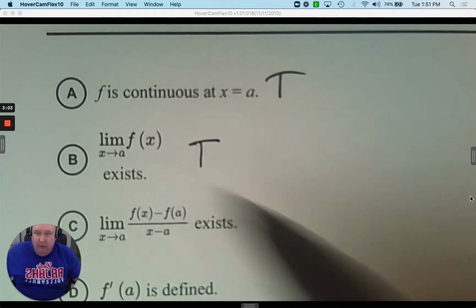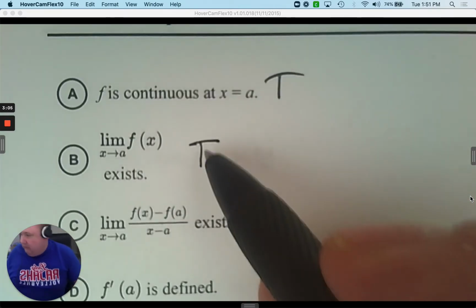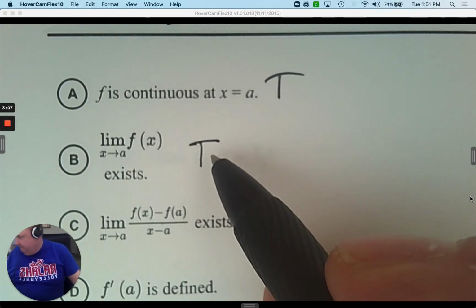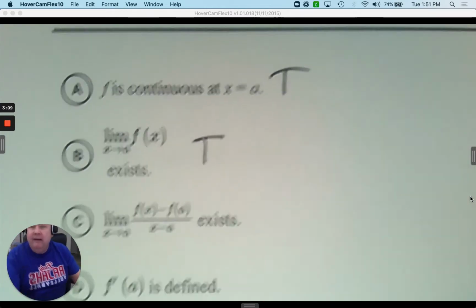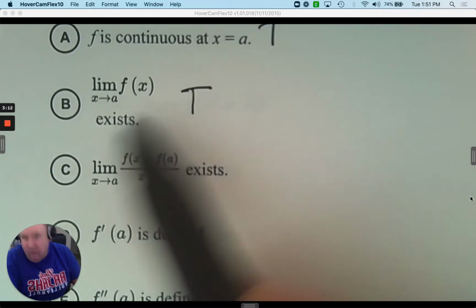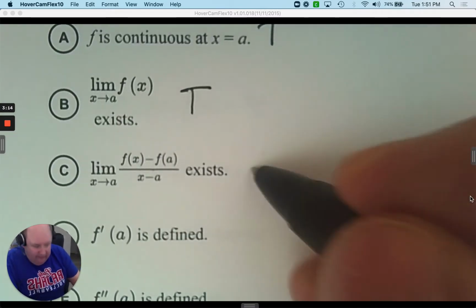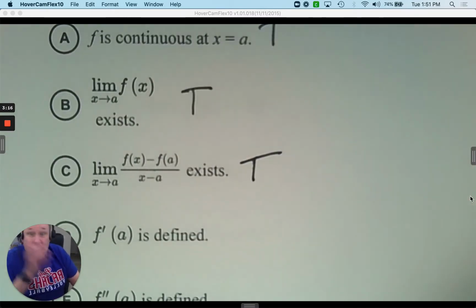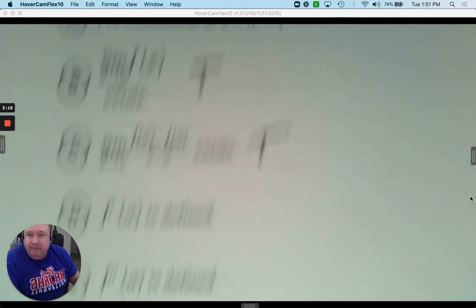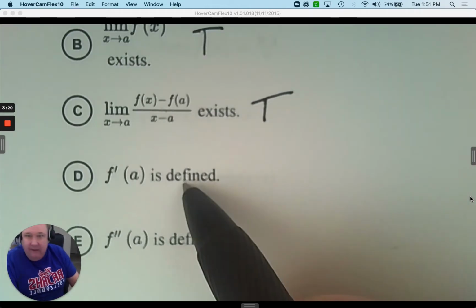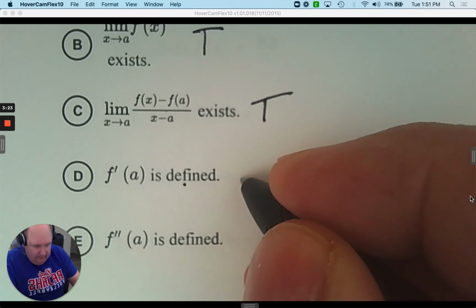Which one could be false? So the limit would have to exist there if the derivative is there. That's true. The limit, and this is the slope formula, would that exist? Yes. That's the definition of a derivative. The derivative is defined. Yep.